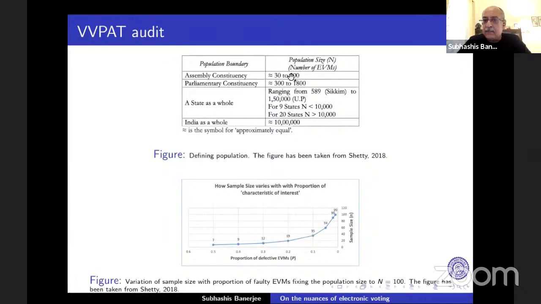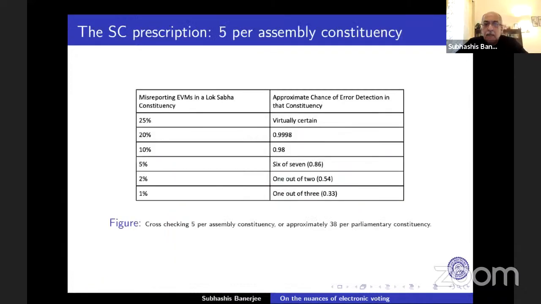An assembly constituency deploys 30 to 300 EVMs, a parliamentary constituency deploys so many EVMs, a state deploys from 150,000 to typically 10,000 EVMs, and India as a whole is slightly more than 10 lakh EVMs. So what is the consequence of SC's prescription? Actually, it's not the Supreme Court's prescription. It's actually the Election Commission of India's prescription, which they managed to get the Supreme Court to sort of agree to, right? Though the Supreme Court thinks that something is fishy because they never passed an order.